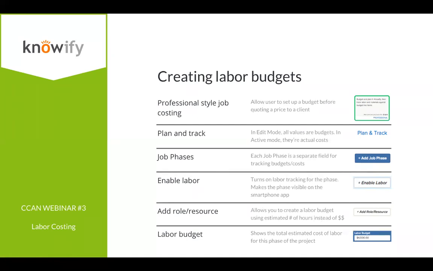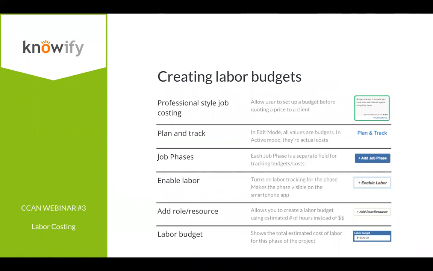And you'll notice that a lot of these are very similar to what we covered in materials last week, where one thing we recommend is professional style job costing. This is the idea of estimating or budgeting before quoting a price. That way you can plug in those hours and say, I think it's going to take me 10 hours, and it says then it should probably cost you $450. So that when you quote your price to the client, you know to mark that up and get a little bit more comfortable with price.